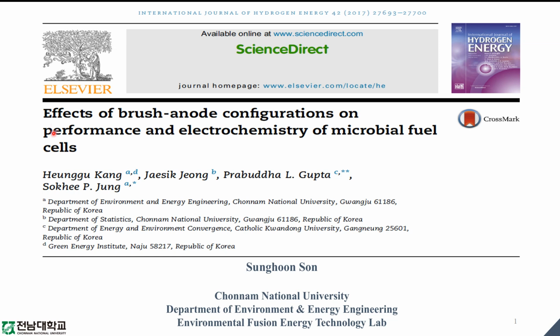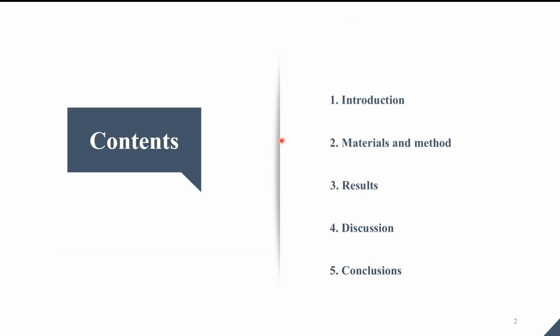The paper name is Effects of Brush-Anode Configurations on Performance in Electrochemistry of Microbial Fuel Cells. This paper was published in the International Journal of Hydrogen Energy in 2017. The order of presentation is Introduction, Materials and Method, Results, Discussion and Conclusions.